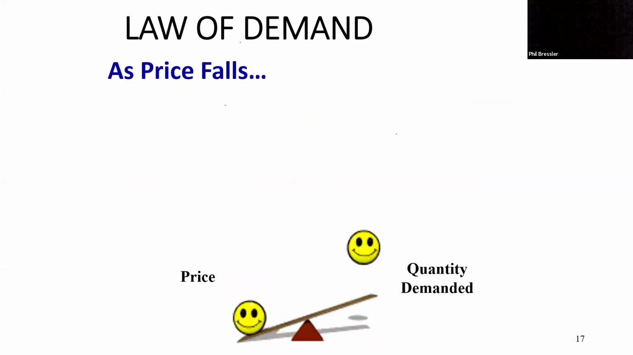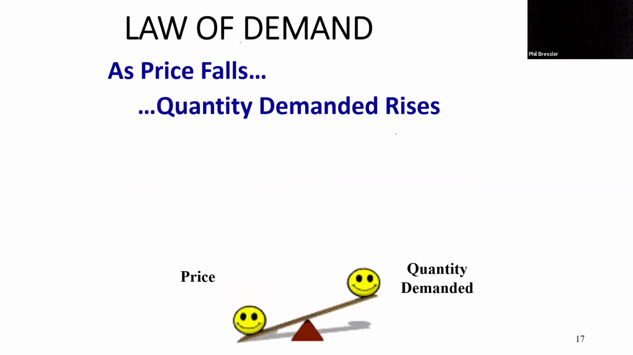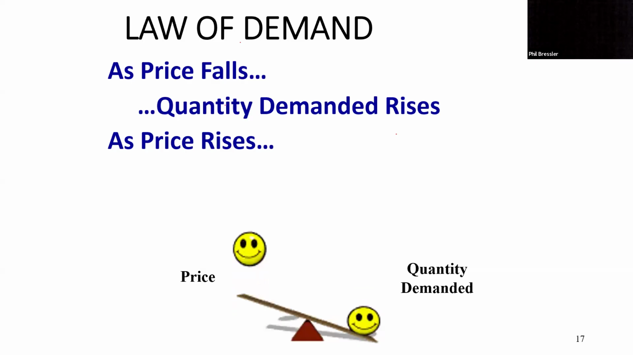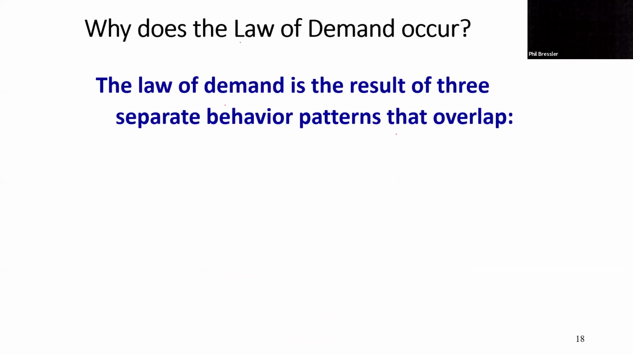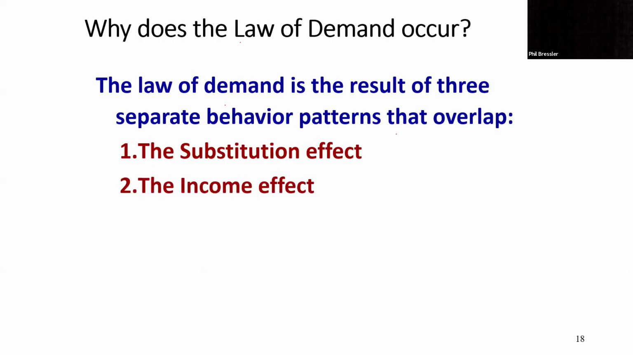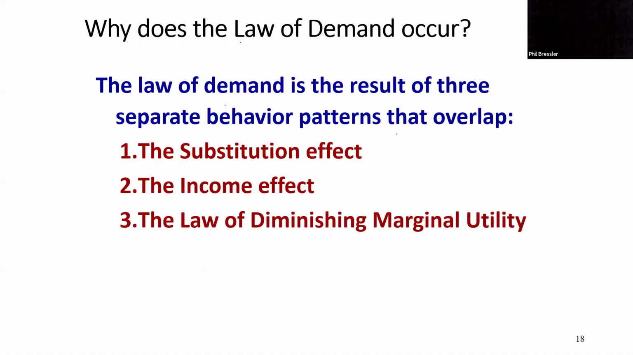So here is the law of demand. As price falls, quantity demanded rises. As price rises, quantity demanded falls. Okay. Now, why does this occur? There are 3 reasons why this occurs. One is the substitution effect, and I'm going to talk about all of these in more detail. Second is the income effect. The income effect is very often confused. And the third is the law of diminishing marginal utility. Those are the 3 things that impact the law of demand.